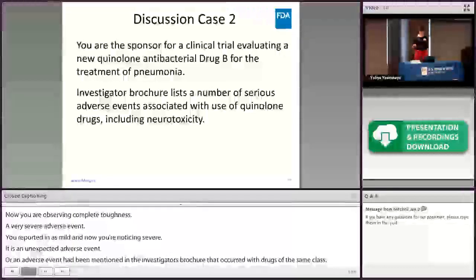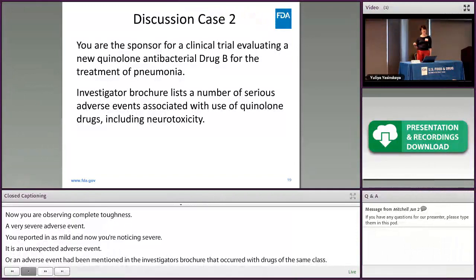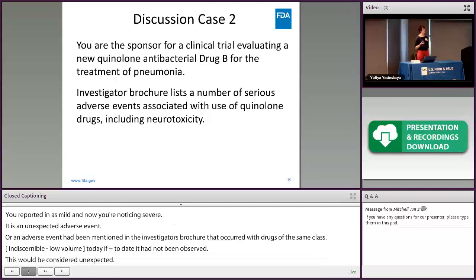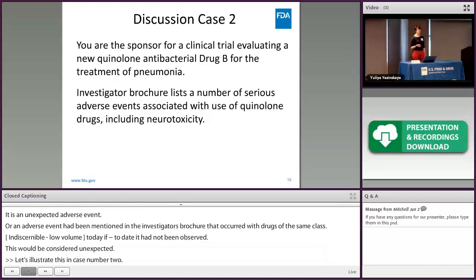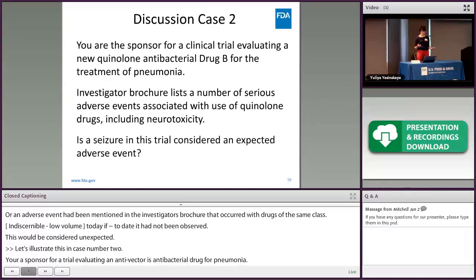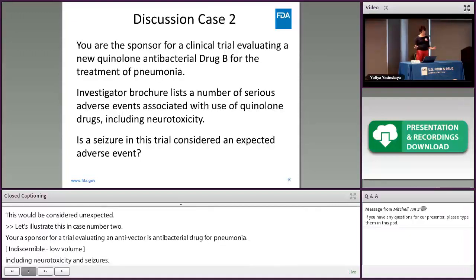Let's illustrate this in case number 2. You are a sponsor for a trial evaluating a new quinolone antibacterial drug B for the treatment of pneumonia. Your investigator's brochure lists a number of serious adverse events associated with the quinolone class of drugs, including neurotoxicity and specifically seizures. Seizures would be considered serious adverse events, and neurotoxic adverse events. So this is an adverse event that you now observe in your trial, a seizure. Will we consider this adverse event expected or unexpected?